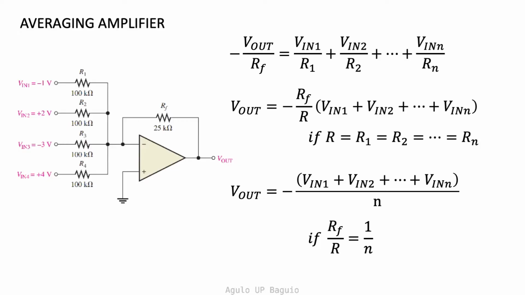Finally, you can also design this circuit to be an averaging amplifier by setting the feedback resistance divided by the input resistance equal to the reciprocal of the number of inputs, as seen in this example.